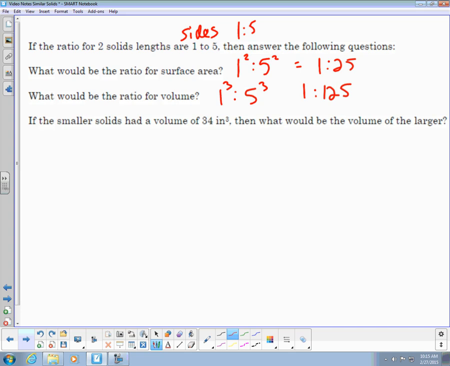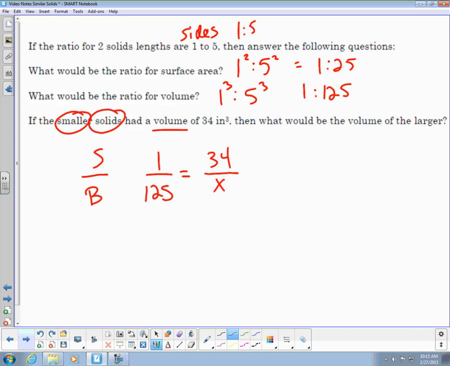So it says if the smaller solid has a volume of 34 inches cubed. So let's do small over big to get our ratio set up. So volume, which ratio is volume? 1 over 125 equals, it says the smaller solid, so remember we're doing small over big, so 34 goes on top, x goes on the bottom because that's the larger one. I don't need to know the dimensions. I don't need to know how to find the volume of this figure. I just know they're similar, and so then I can cross multiply and solve. When I solve for this, I get 4,250 inches cubed because I'm talking about volume.